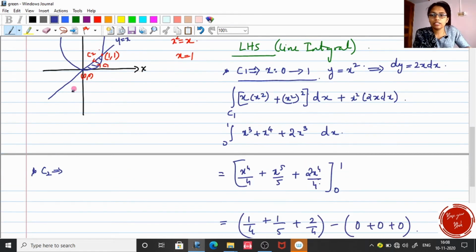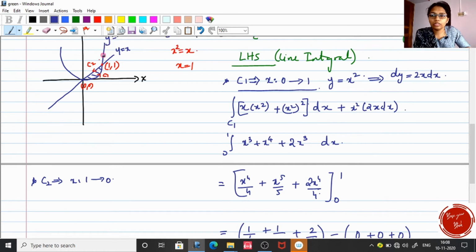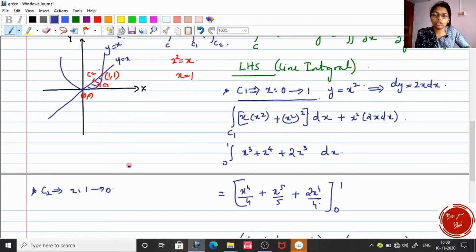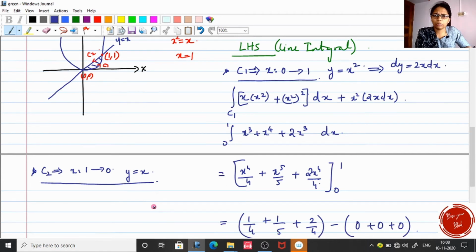Here for the curve C2, you can see that the x coordinate ranges from 1 to 0, isn't it? There goes your x coordinate. Also the curve C2 is the curve y equal to x. So in order to convert your y variables, you have to make use of this expression, y equal to x. There goes your reference values.